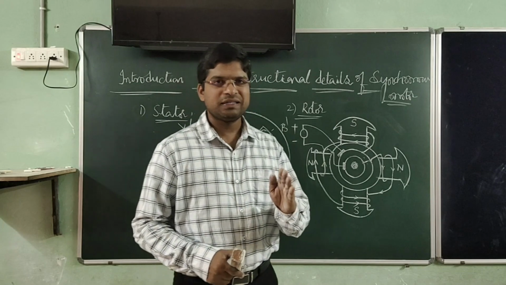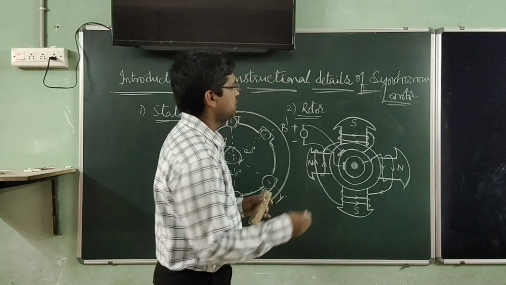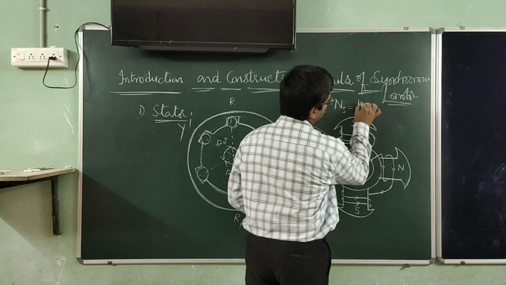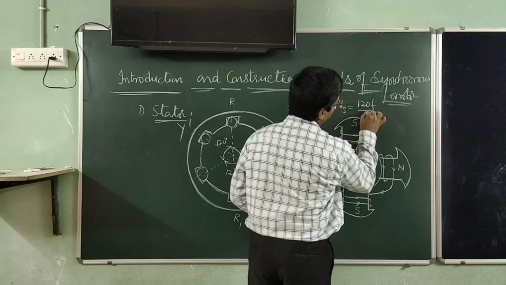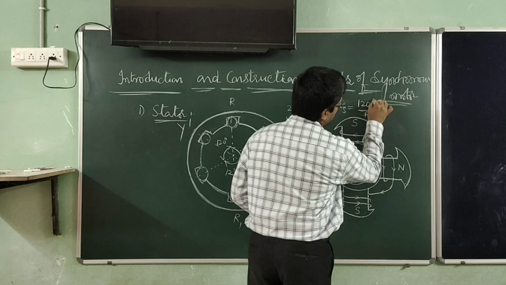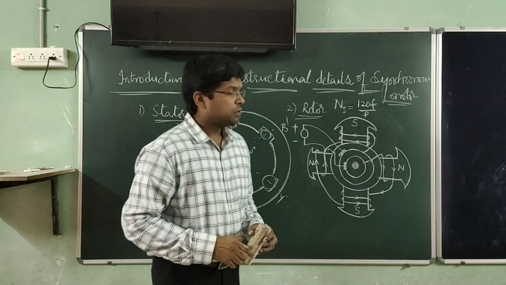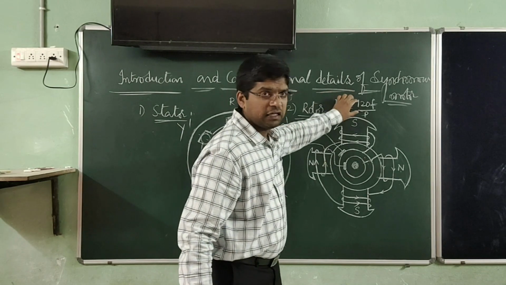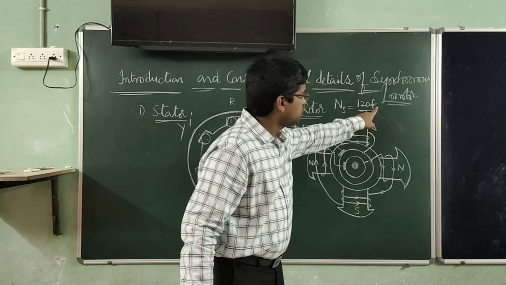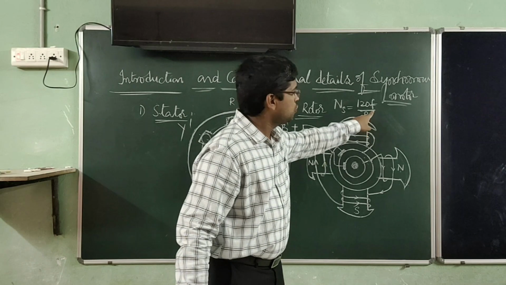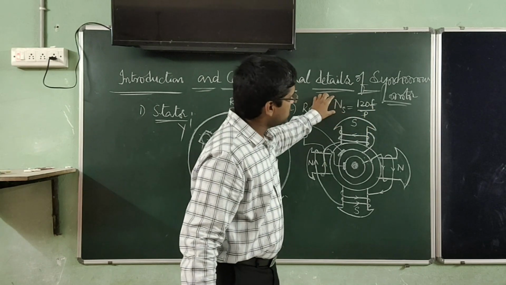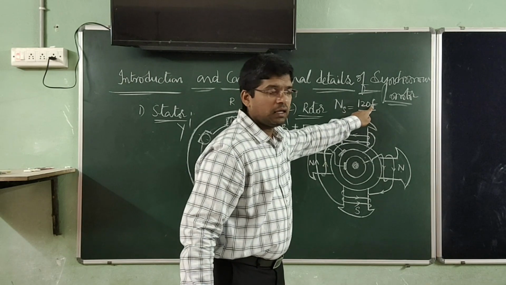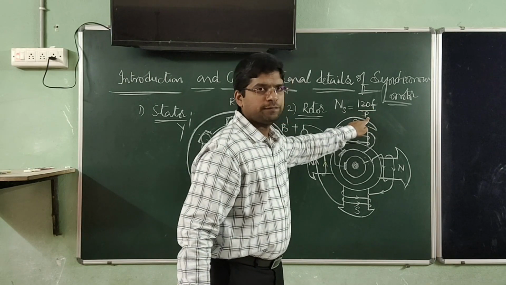And this synchronous motor is always rotating at synchronous speed only. Synchronous speed has a formula, as we already know: Ns is equal to 120 f by p. So in this formula, Ns is equal to 120 f by p, there are two parameters that can change the speed. One is frequency and the second one is number of poles.